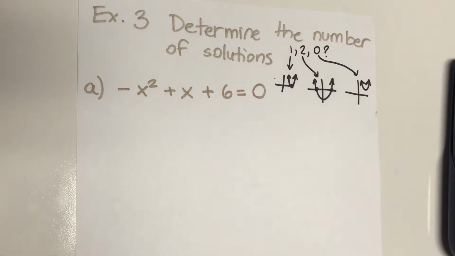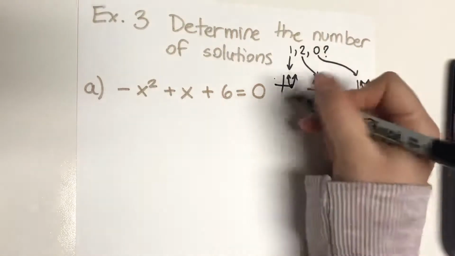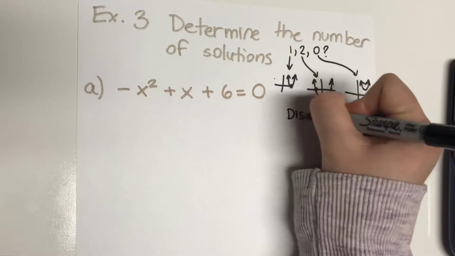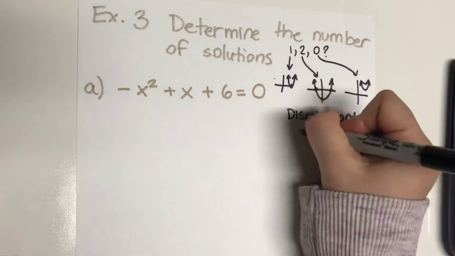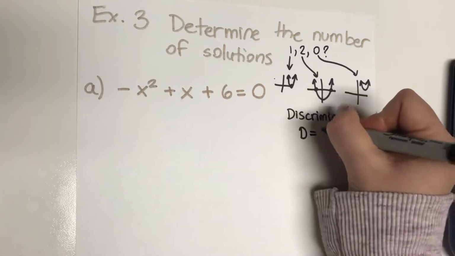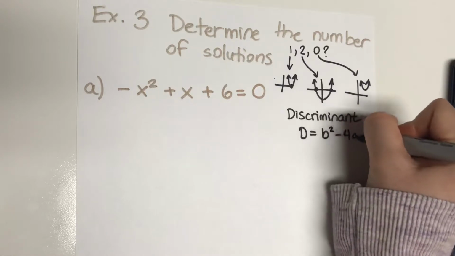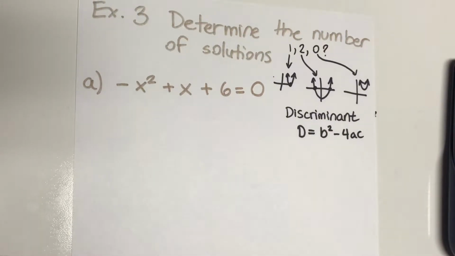And 0 solutions means it's shifted and it doesn't touch it at all. And I'm going to need to use the discriminant, which says that D for discriminant is equal to B squared minus 4AC. So that's what's under the square root of our quadratic formula.